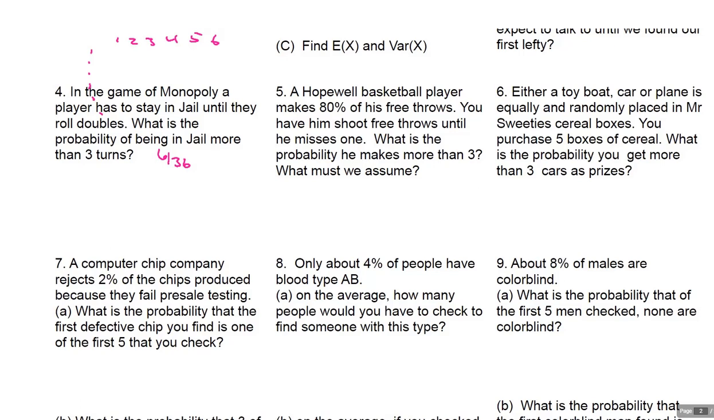Reduce it. What's 6 over 36? 1/6. Right? All right. Now, in this situation, how long do you stay in jail? Until they roll doubles. All right. So this whole process stops when you roll doubles. So first, what kind of distribution is this? It'll be geometric, right? Exactly. Because it stops when I get doubles.